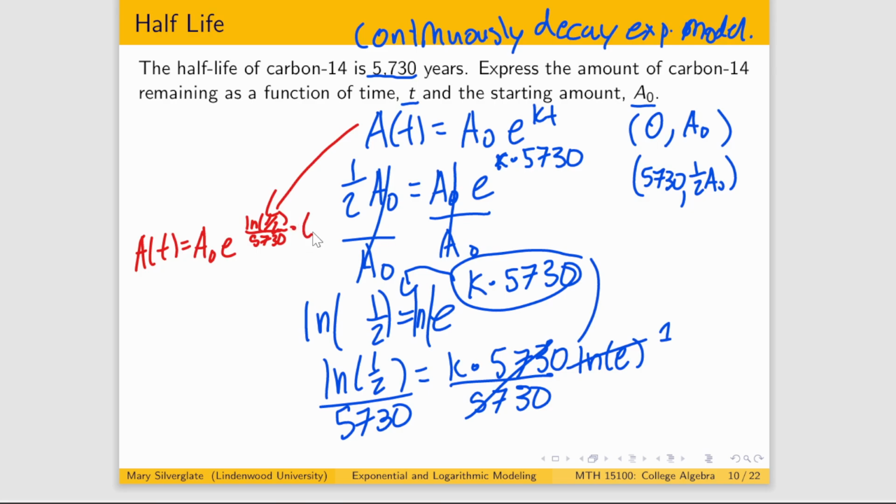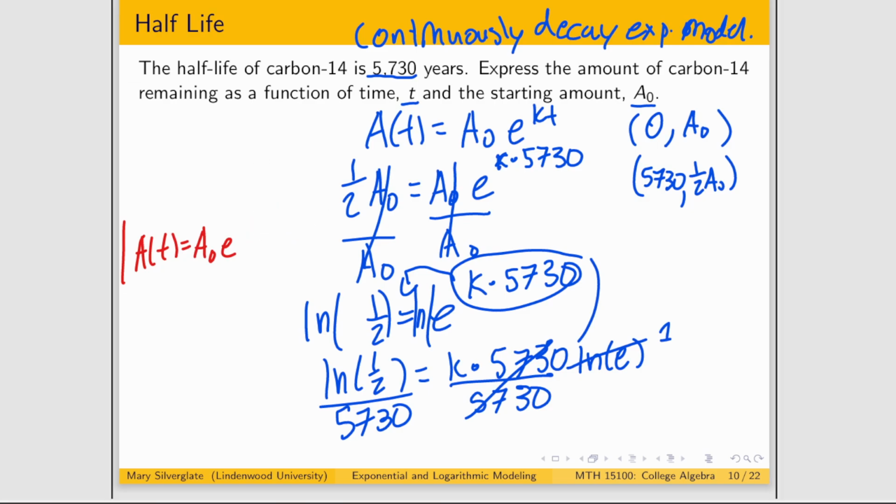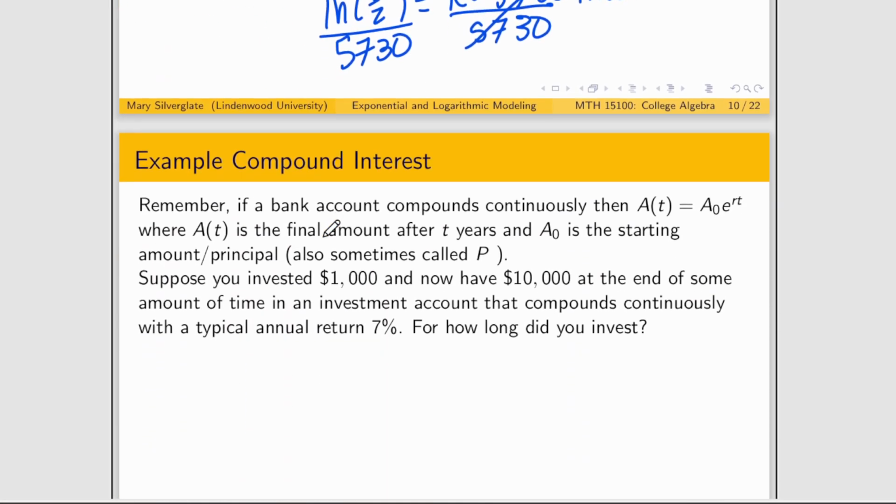5,730 times t. And actually I'm going to rewrite that a little bit neater, because I think it's a little bit hard to read. So natural log of 1/2 over 5,730 times t. And that would be your final model to express how much carbon-14 is left. And you could plug in any starting amount at any time and know how much is left.